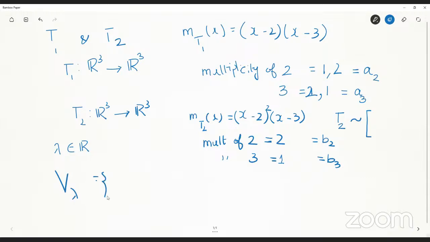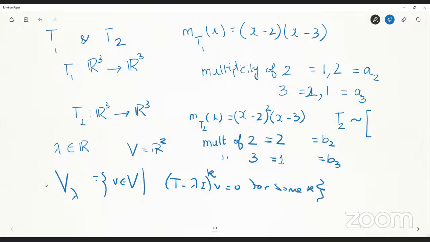capital V lambda, you can take it to be those vectors in V, where V is my R3, such that, fixing the operator to be T, T minus lambda I to the power some K kills this vector for some K. And if this is non-zero, then you call this the generalized eigenspace associated with lambda. Then you get what is called Jordan decomposition, but all those things are not needed here.